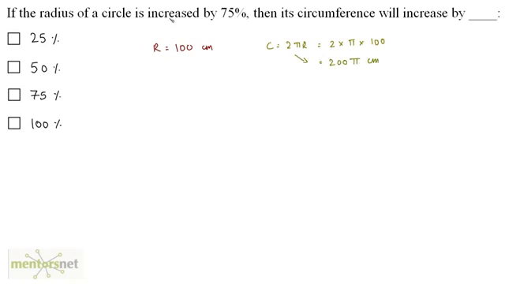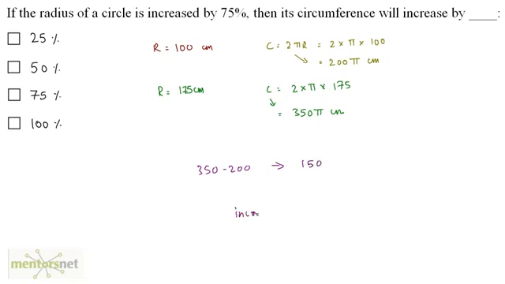Now the radius is increased by 75%. So the new radius will be 100 plus 75, that's 175 centimeter. Now the new circumference will be 2 into pi into the radius, 175 centimeter. So 175 times 2 is 350, and this pi centimeter. So how much is the increase in the circumference? Well, the increase is 350 minus 200, right? So 350 minus 200 is 150.